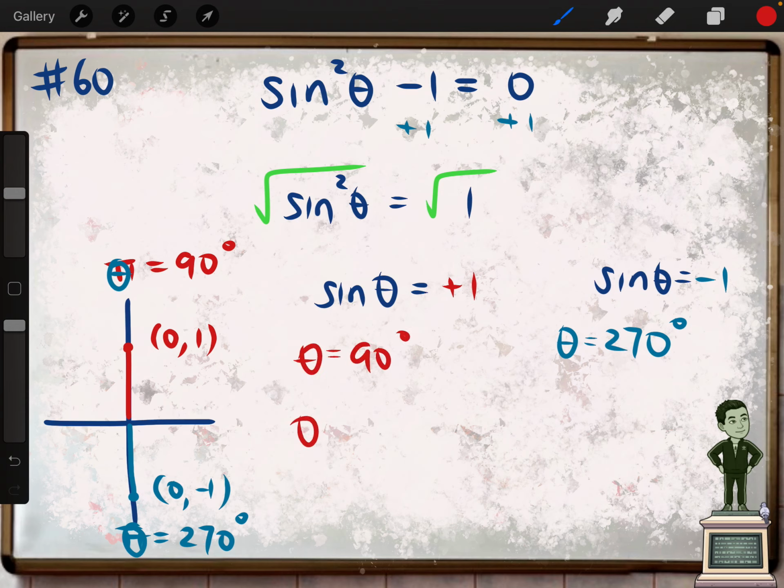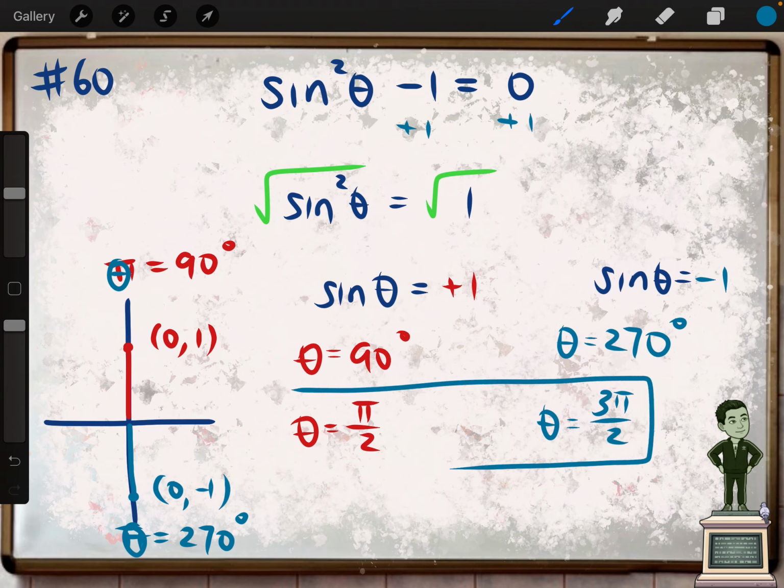Okay, so convert that to radians. This is going to be pi over 2, and then the other one is going to be theta equals 3 pi over 2. Okay, so these are your answers.